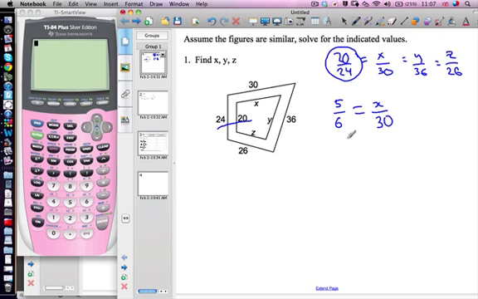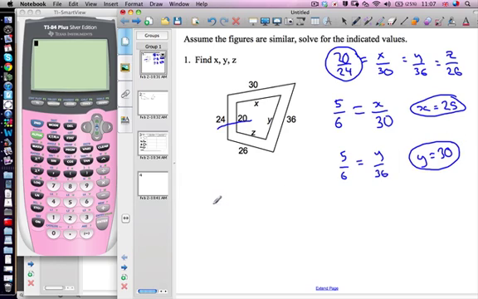So this one's quite straightforward. The denominator's been multiplied by 5. I can times the numerator, the top, by 5 as well. So I get x equals 25. Okay. Next one. Again, I'm going to start with 5 over 6 equals y over 36. Here I've times the bottom by 6. So I'm going to times the top by 6, and 5 times 6 is 30.